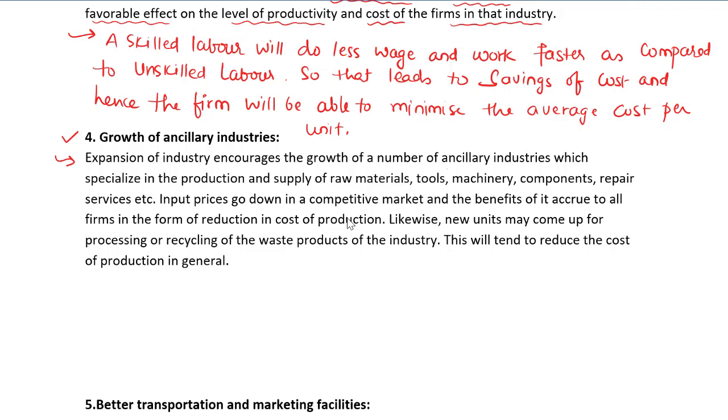Just take a look. Expansion of industry encourages the growth of number of small ancillary industries which specialize in the production and supply of what? Raw material, tools, machinery, components, repair services. Input prices go down in the competitive market, and the benefits of it accrue to all the firms in the form of reduction in the cost of production. Likewise, new units may come up for processing and recycling of waste product. This will tend to reduce the cost of production in general.